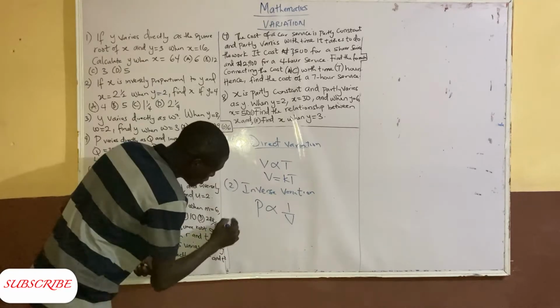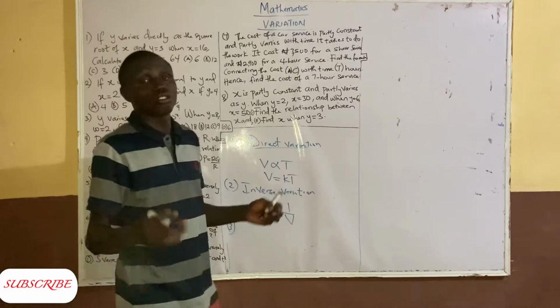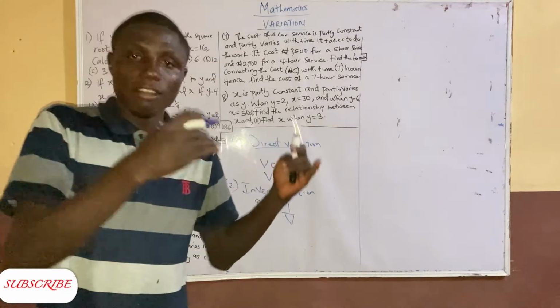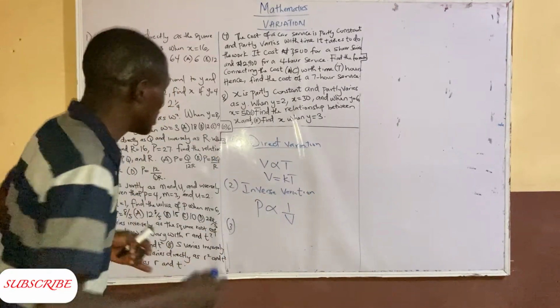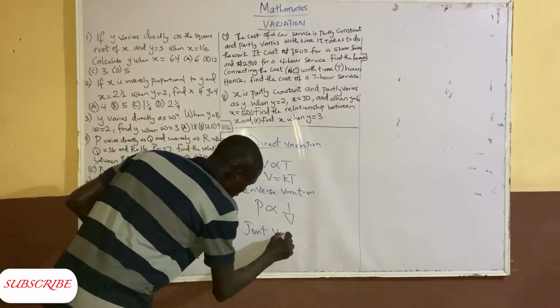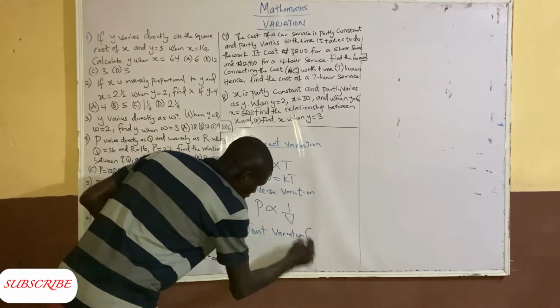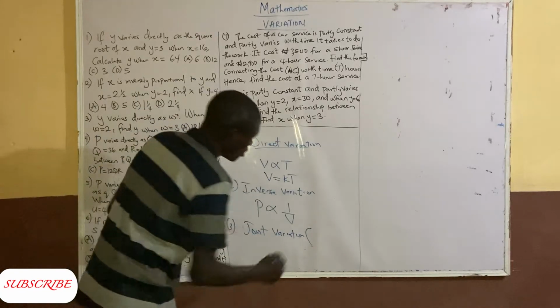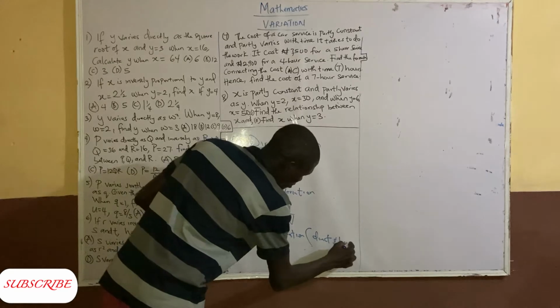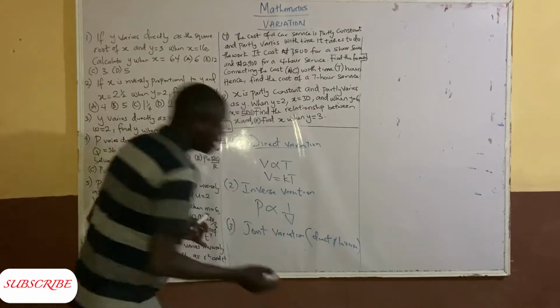Next one is joint variation. Joint variation has to do with combining inverse and direct variation together. The joint variation, we have joint variation. It has to do with the combination of direct and inverse variation. And we can see this in the general gas law.